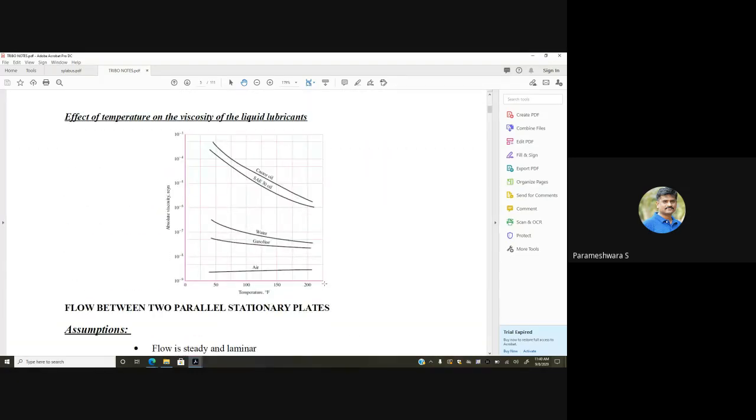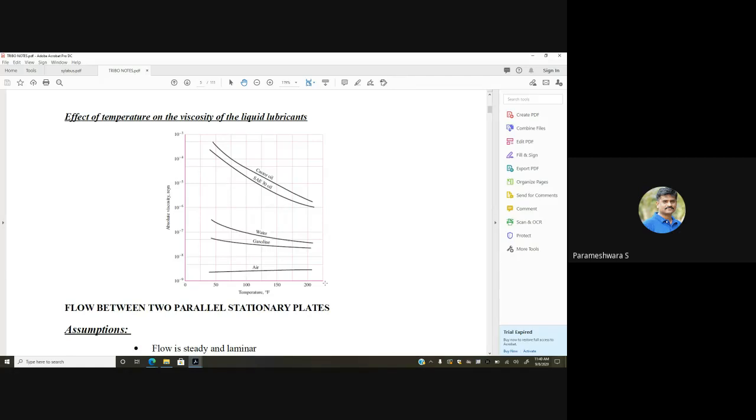One more topic is the effect of temperature on the viscosity of liquid lubricants. Viscosity mainly depends on two entities: one is temperature, the other is pressure. We'll see the effect of temperature on viscosity with the graph indicated here. Anyhow, I'm going to provide a soft copy of a data handbook that you may have to refer to for solving various problems in tribology. In the data handbook you'll also get this chart, showing how viscosity varies with respect to temperature.